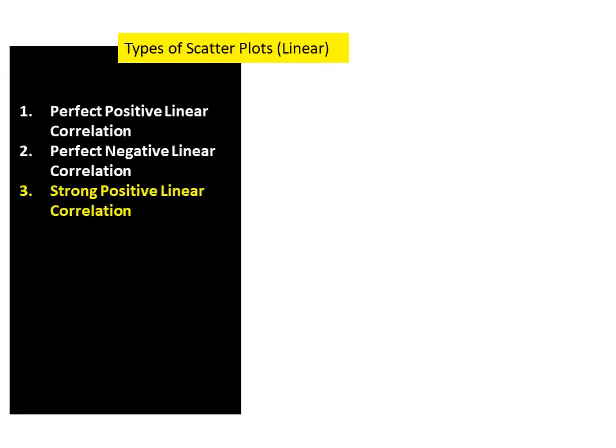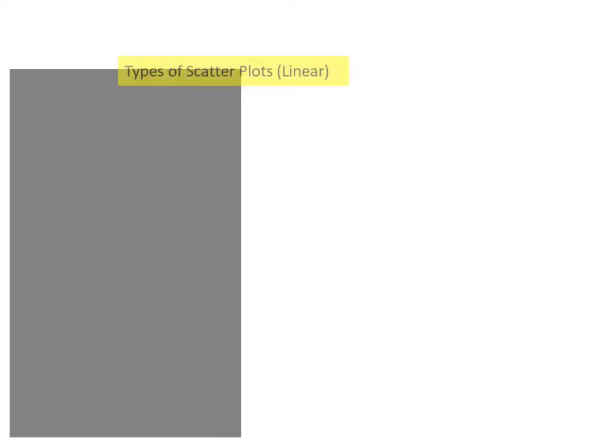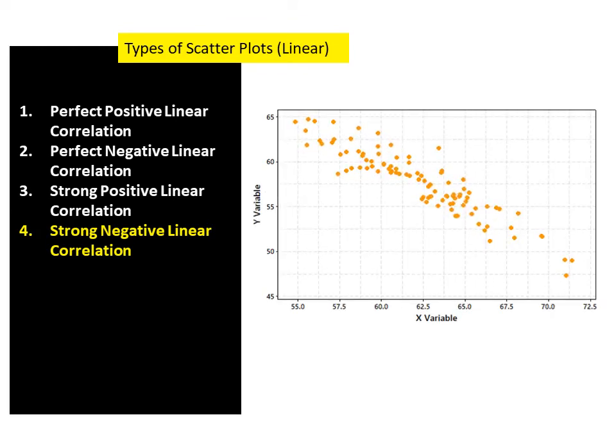Third, strong positive correlation. If the plotted points fall in a narrow band and show a rising tendency from the lower left hand corner to the upper right hand corner, it indicates the existence of a high degree of positive correlation. Next, strong negative correlation. If the plotted points fall in a narrow band and show a declining tendency from the upper left hand corner to the lower right hand corner, it indicates the existence of a high degree of negative correlation.